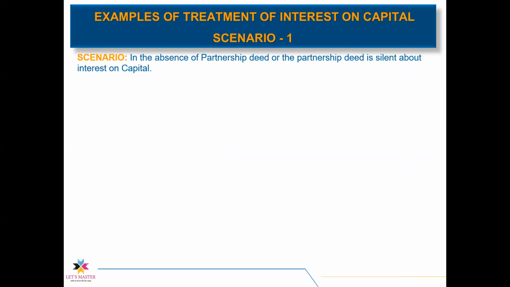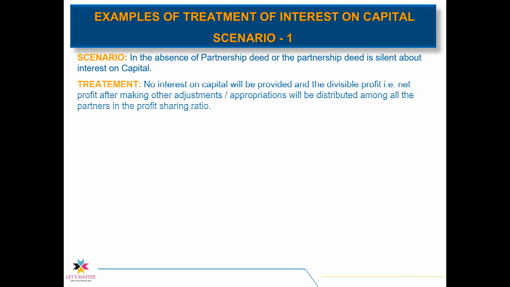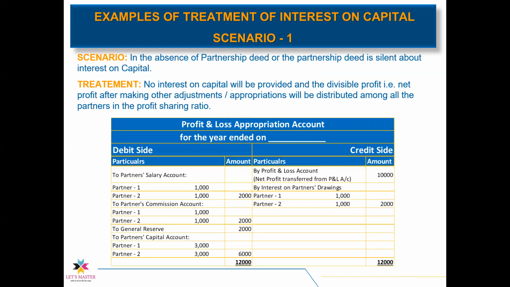First scenario: in absence of partnership deed, or the partnership deed is silent about interest on capital treatment, no interest on capital would be provided, and the divisible profit, that is net profit after making other adjustments and appropriations, would be distributed among all the partners in the profit sharing ratio. So this is how it works.